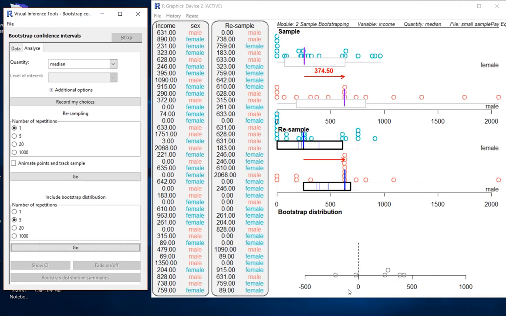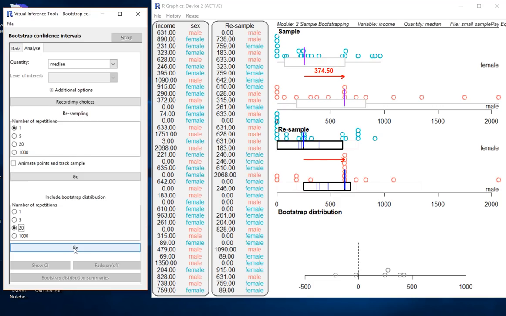And this bootstrap distribution, right now we've got 5 dots on it, and they represent 5 different resamples, 5 different samples taken from the population. And we can see that mostly the males do earn more than the females on average, but sometimes it's the opposite way around.